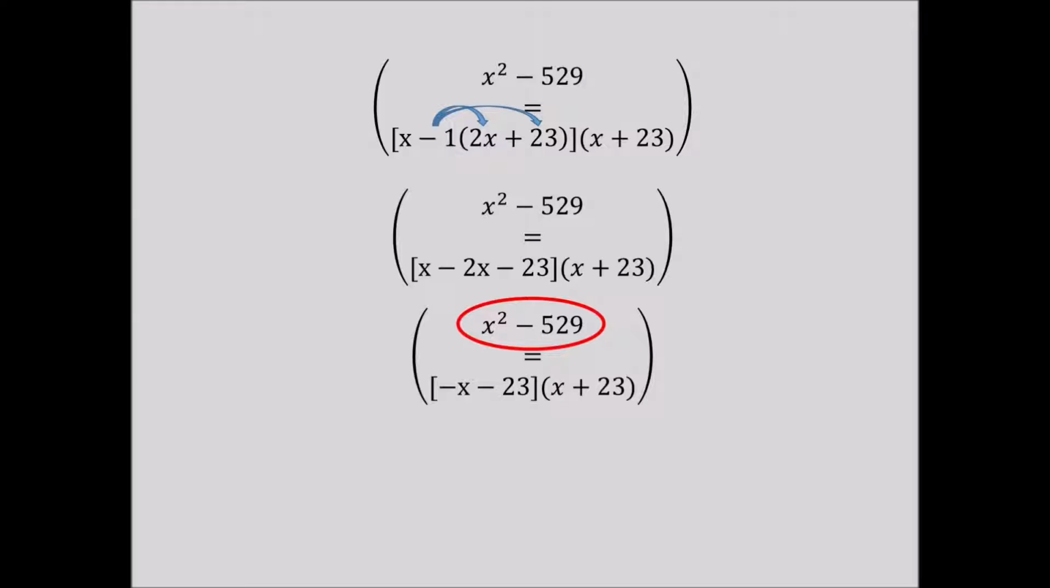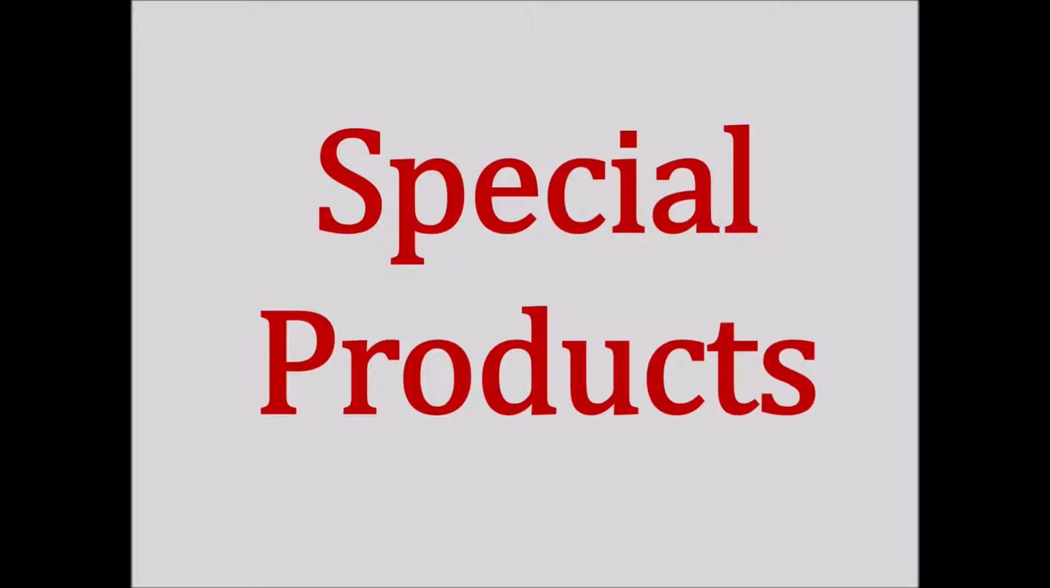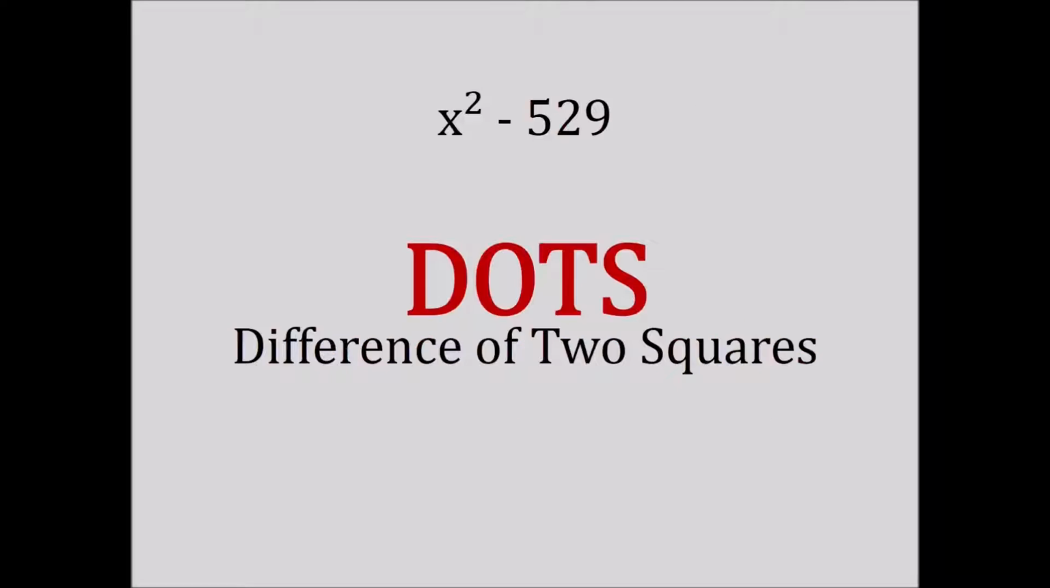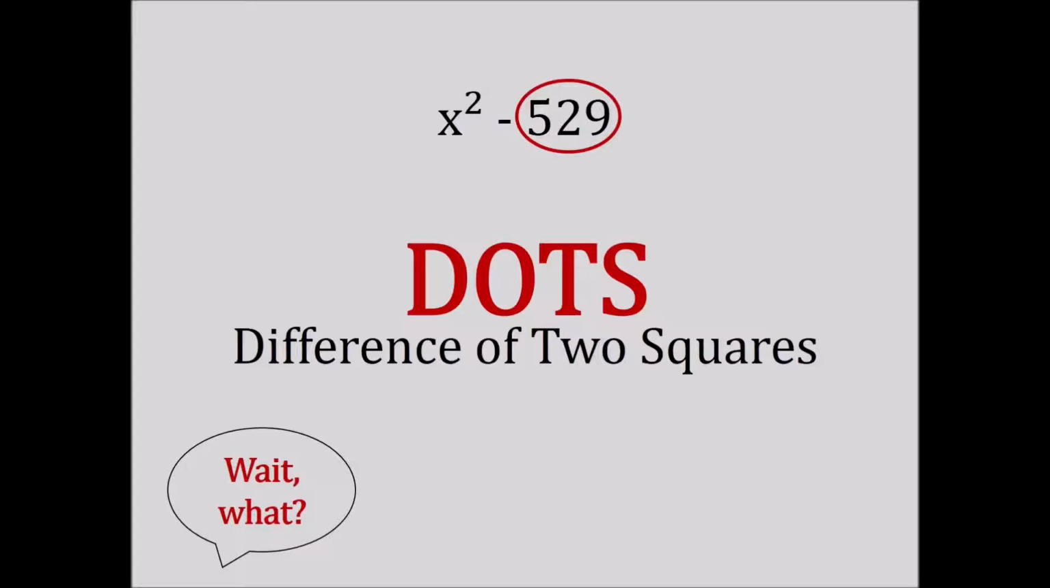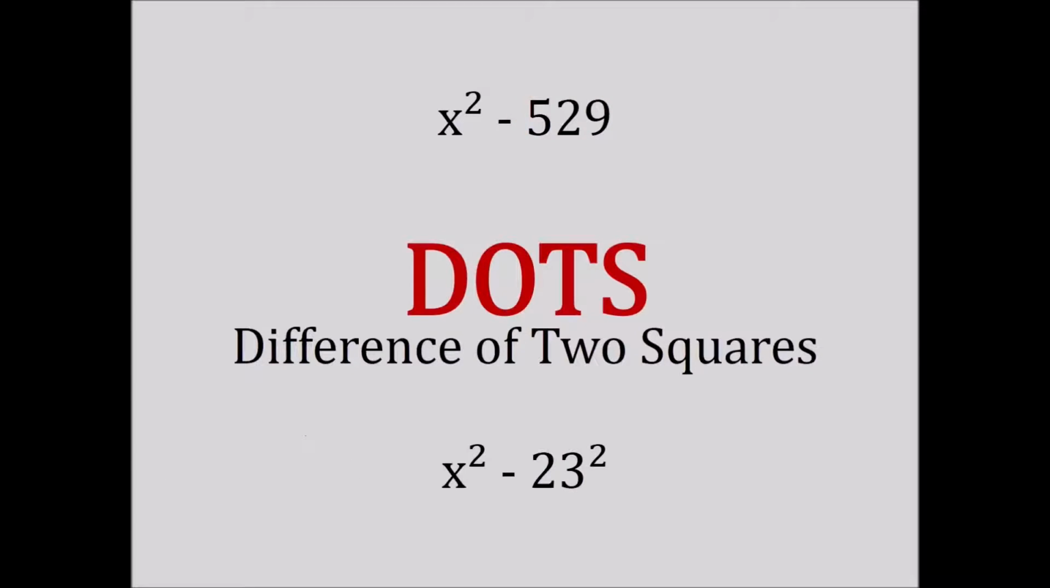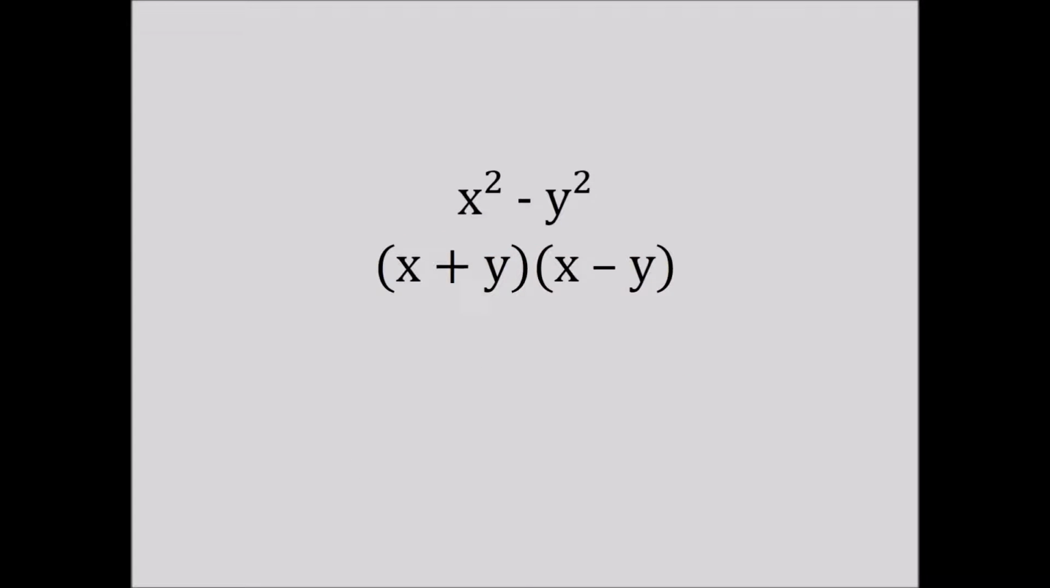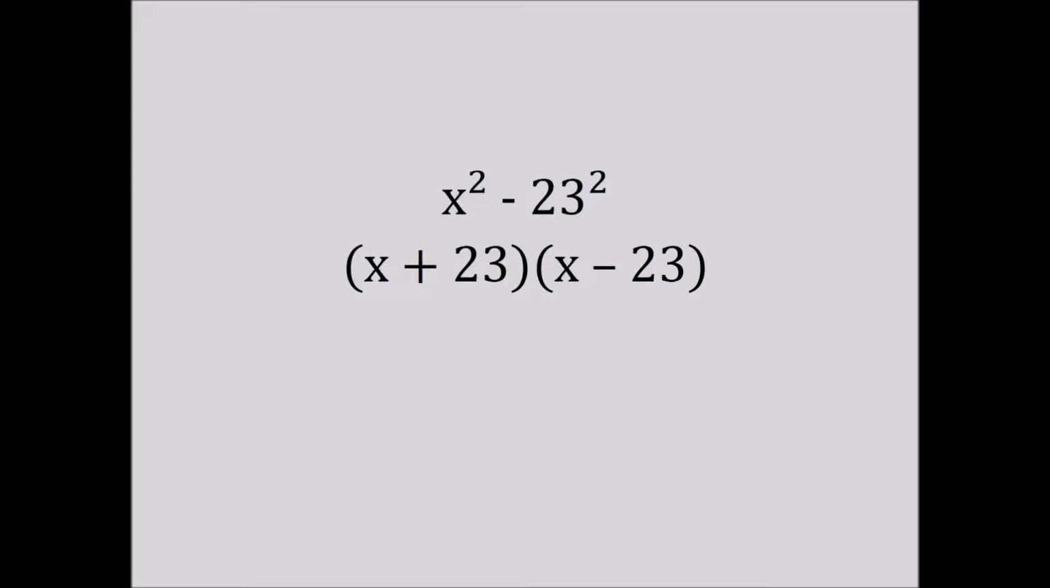There's apparently a thing called special products, which are special. Our example is DOTS, or difference of two squares. And you'll say, wait, what? And actually realize that 529 is actually a square. Here's the formula for DOTS, and you could substitute the second variable to get our answer.